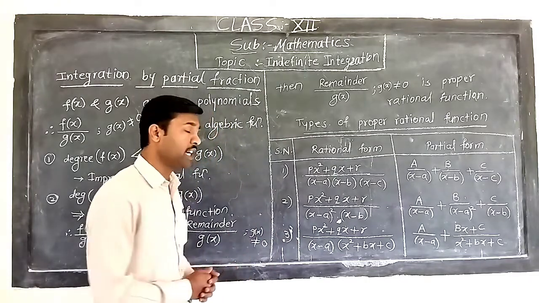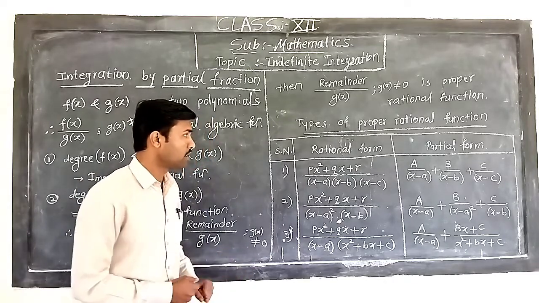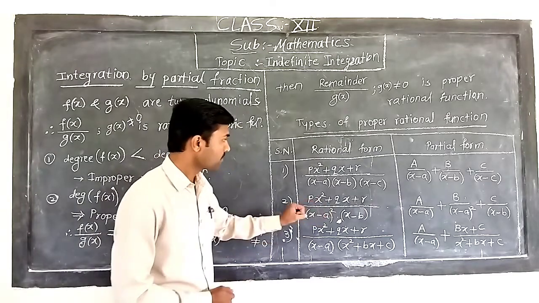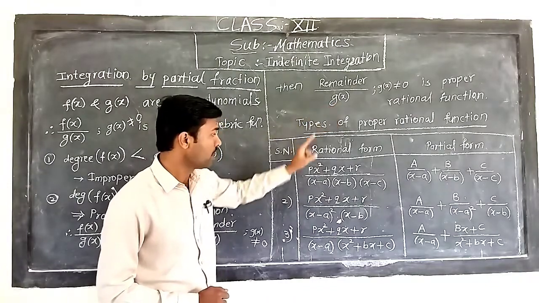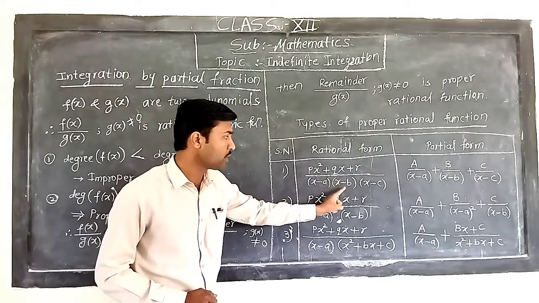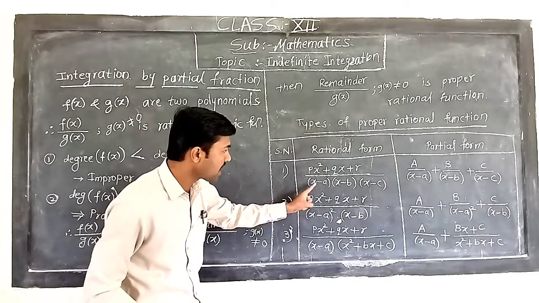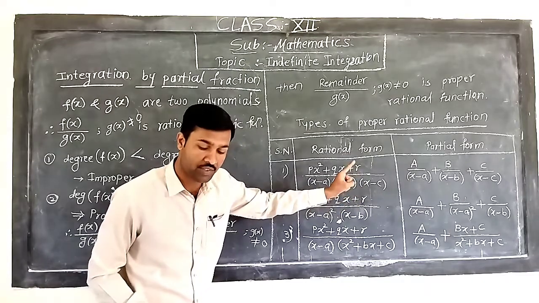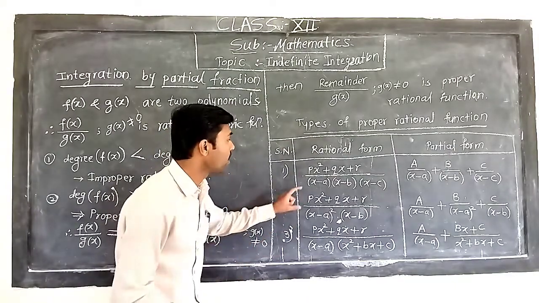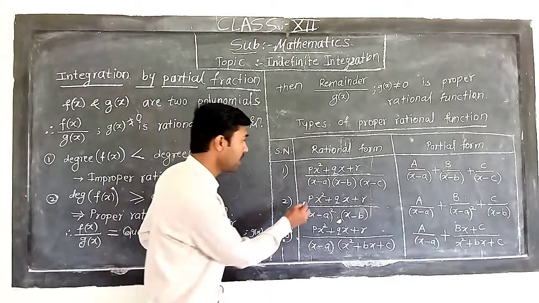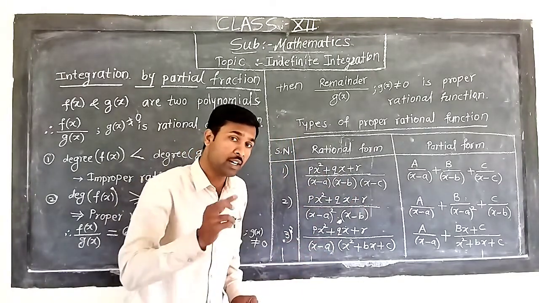Look here. There are three types of proper rational function. Maybe our denominator, that is our g of x function, is in the form x minus a into x minus b into x minus c. If you observe these functions, these are linear functions, and these linear functions are not repeated. So our first type will be non-repeated linear factors. Here x minus a, x minus b, x minus c are non-repeated but linear.